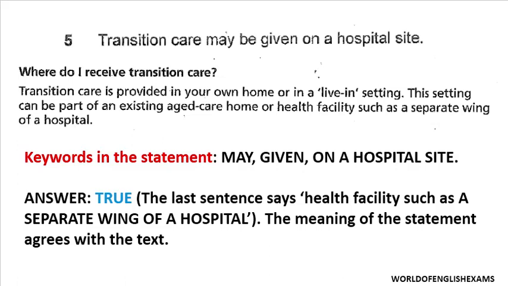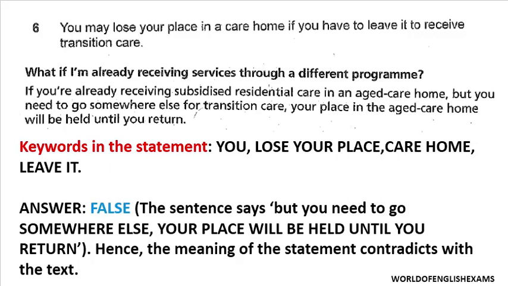Now moving on to the last question in this series of true, false, not given. Then you may lose your place. Again, this is not a compulsion. You may, that means there is always a chance. You may lose your place in a care home if you have to leave it to receive transition care. So now what are they telling us? You may lose your place in the care home. So if you are already in a care home and if you choose to leave somewhere else to receive the transition care, then your place in this home will be lost or may be lost. That is what the statement says.